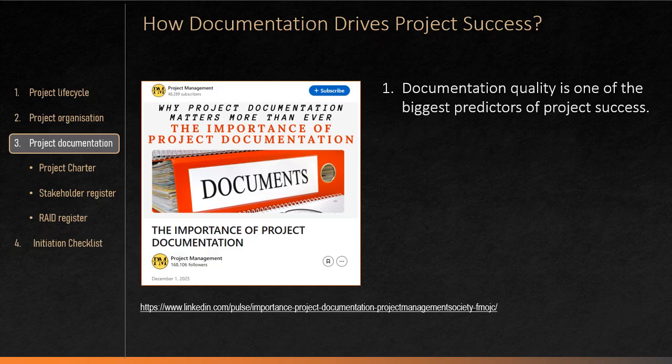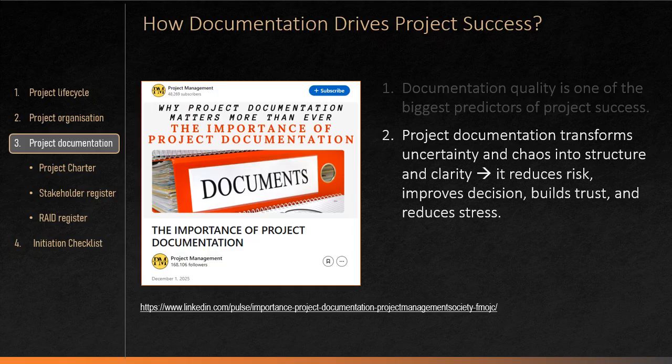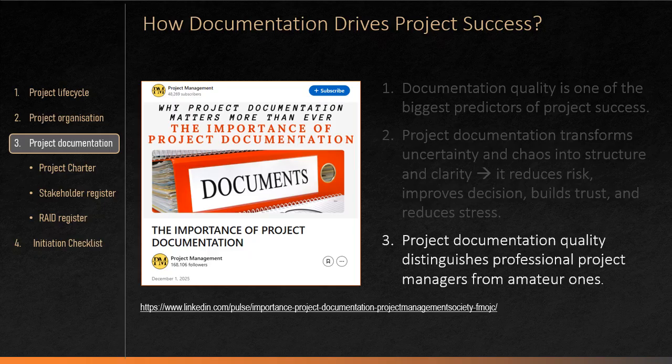cause of project failure. Second, project documentation transforms uncertainty and chaos into structure and clarity. As a result, it reduces project risks, improves decision making, builds trust, and reduces stress. Studies show that teams with documented processes feel 28% more confident, 32% less stressed, and 39% more secure when executing their projects. And finally, the quality of project documentation distinguishes professional project managers from amateur ones. Quality documentation makes the project manager and his team look better.